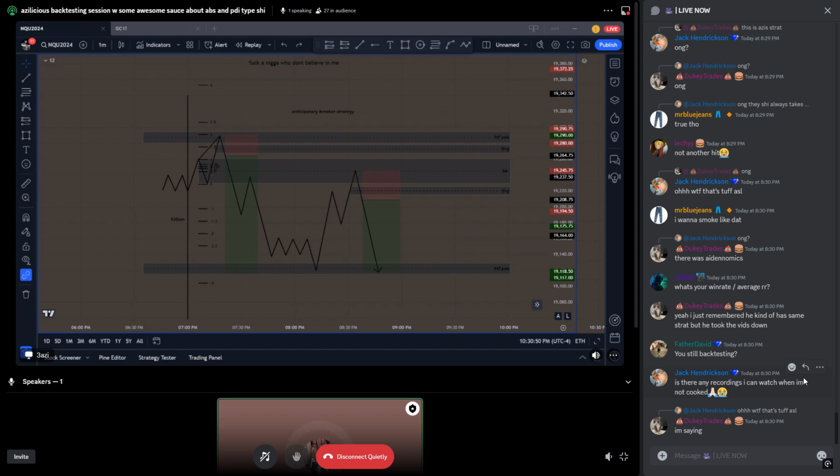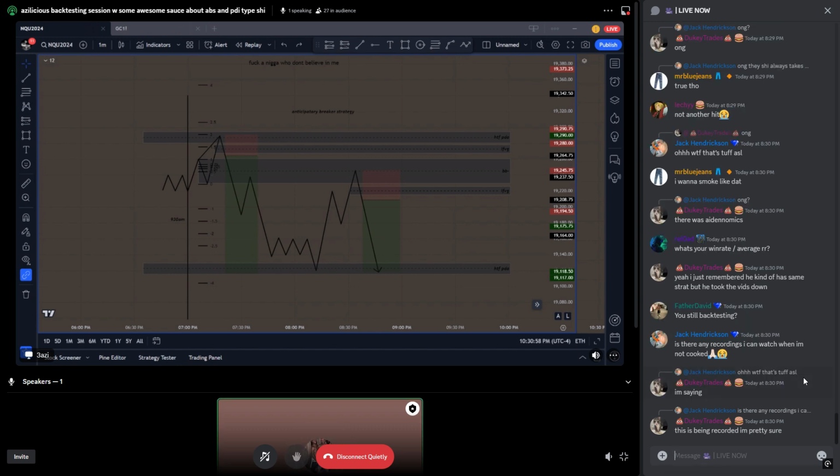What's your average win rate, RR? My average RR is like 2 to 3. It's most likely going to be 2.5, 3.1, something in that range. My win rate is 70 to 80%.